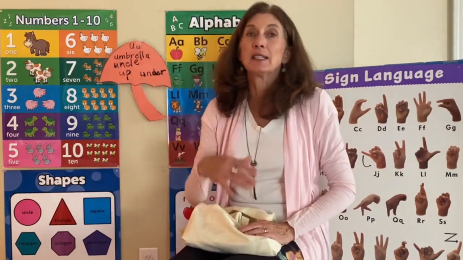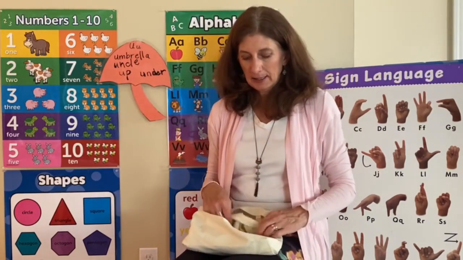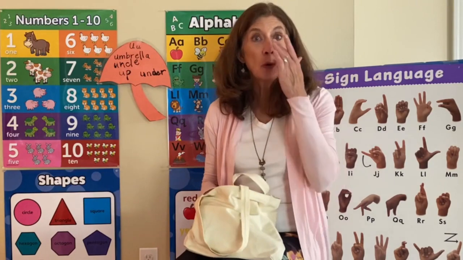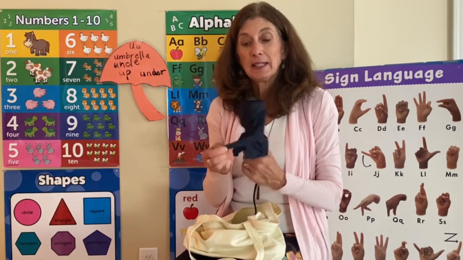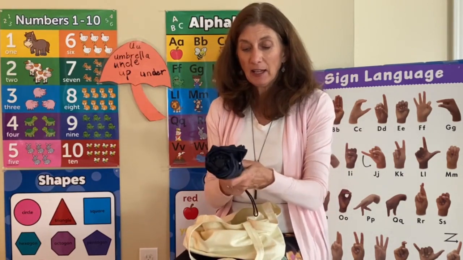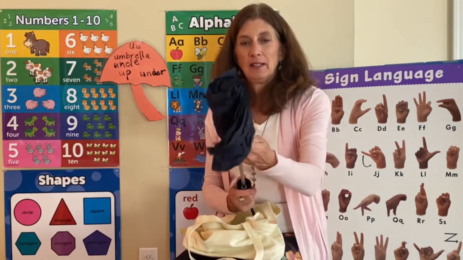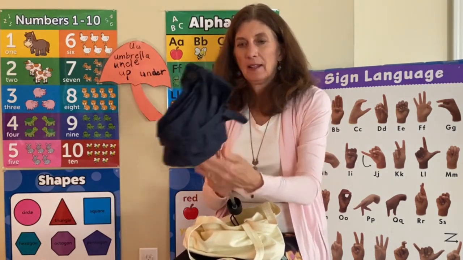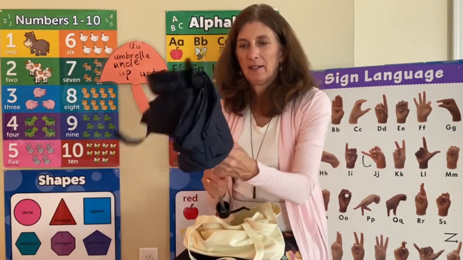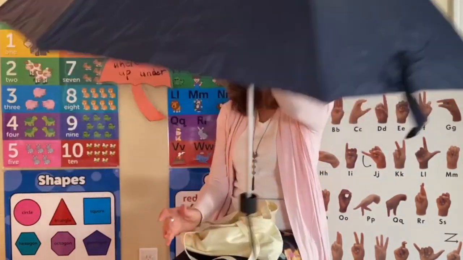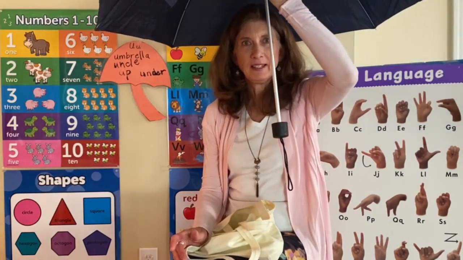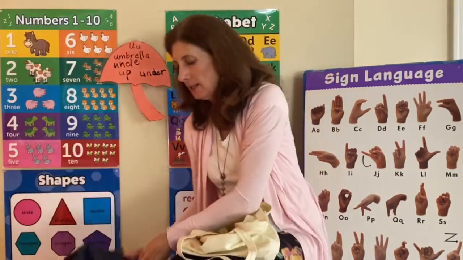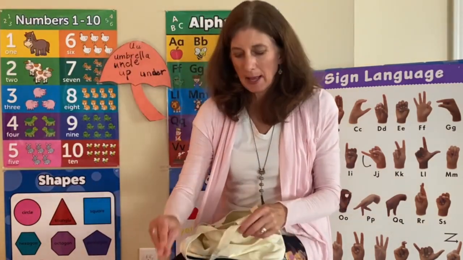We're gonna go back to the sound we're learning. Let's see if you can guess what this is. You put it over you in the rain. Do you know what that is? Right, it's an umbrella. Let's see if I can open this umbrella up. There it is, an umbrella. Umbrellas keep us dry in the rain. Right. Okay, so that's the U sound for umbrella.